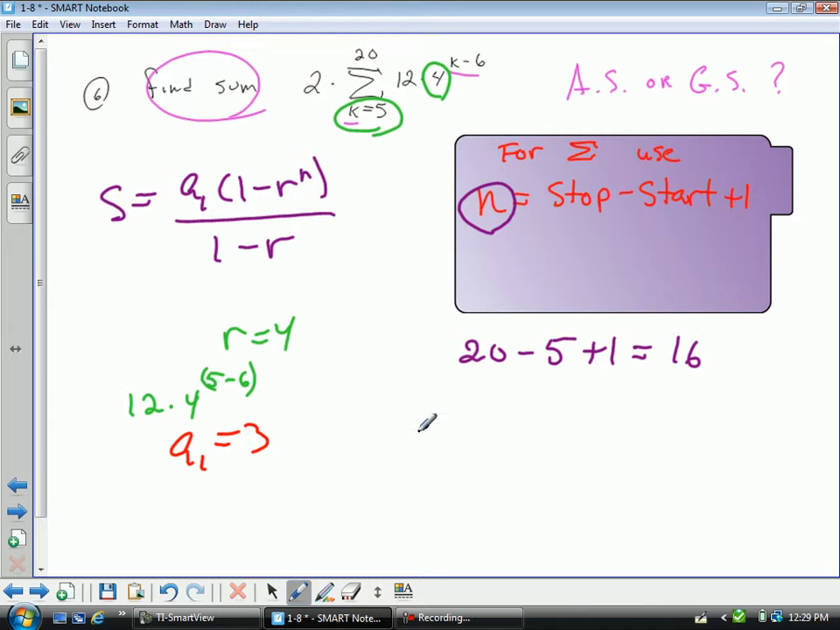Okay, ready to plug things in now. So we're going to get 3 parentheses 1 minus 4 to the power of 16. We're going to get a large number here, I'm pretty sure of it. Now, we got to watch out. There was this 2 here. What that 2 means is that we're going to be multiplying the entire value by 2. So first we're going to be finding out the total value of that sum there, then multiply our answer by 2.